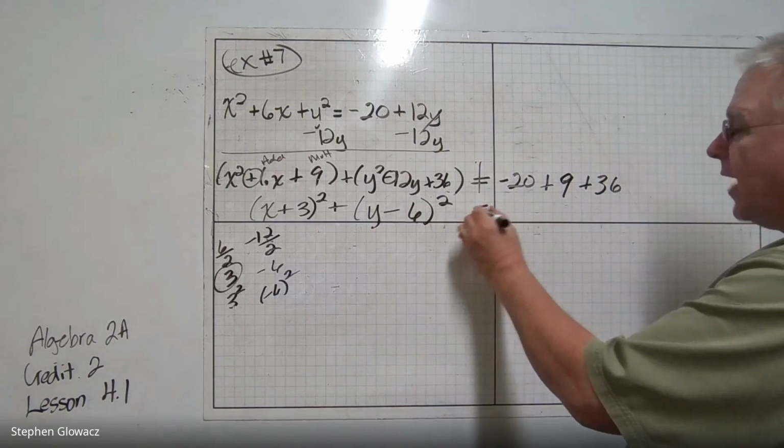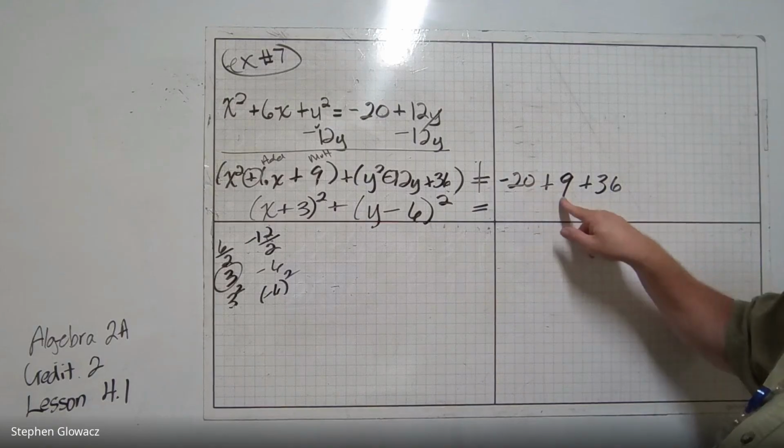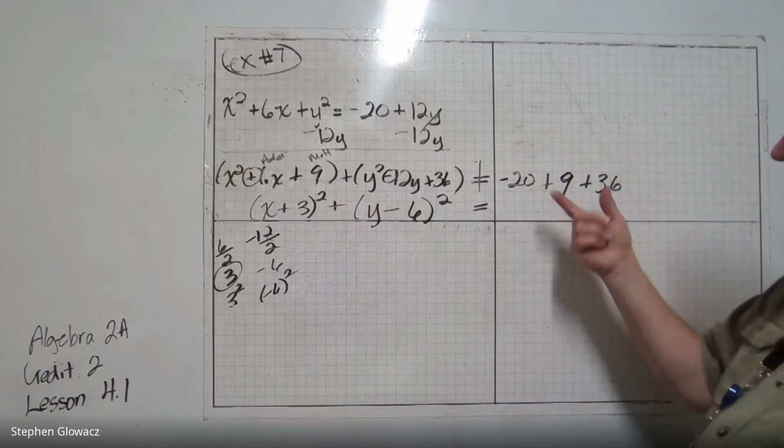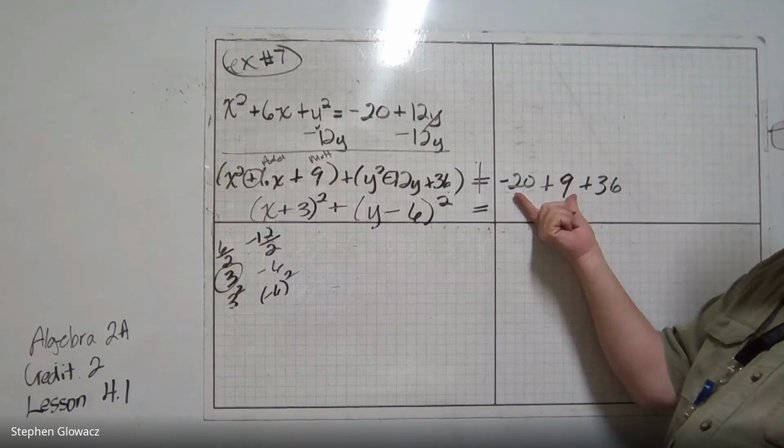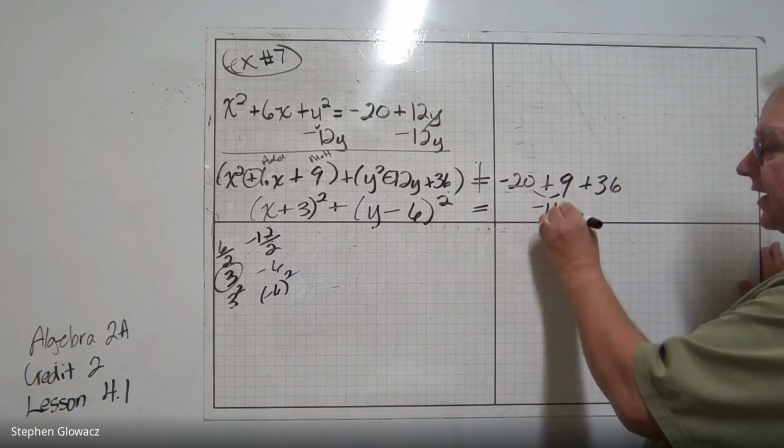Now over here on the right, we've got some simplifying to do. Negative 20 plus 9. The signs are different, so we subtract 20 and 9. That's 11. The larger number is negative, so negative 11.